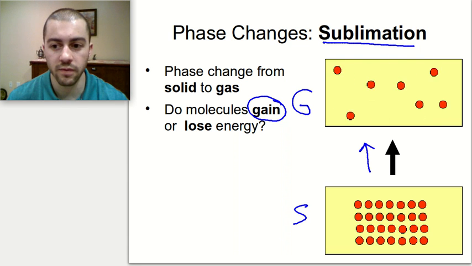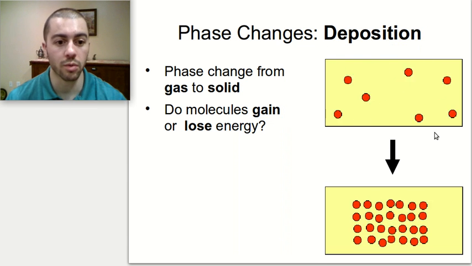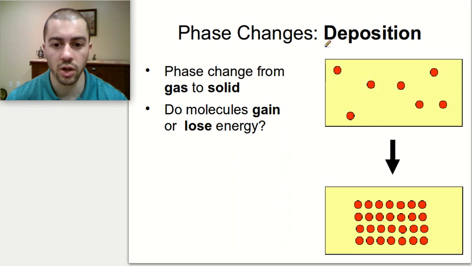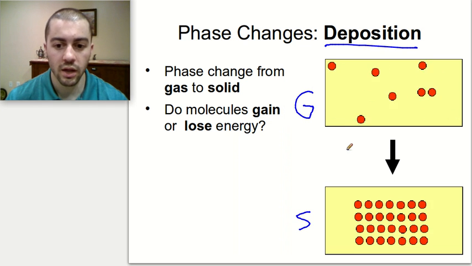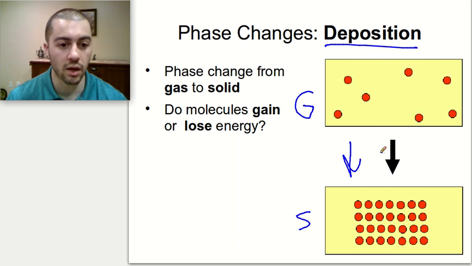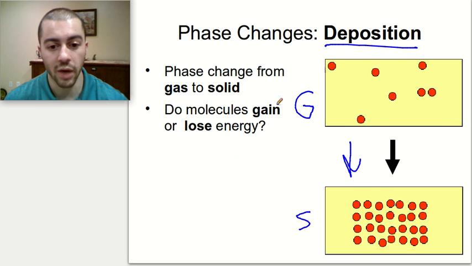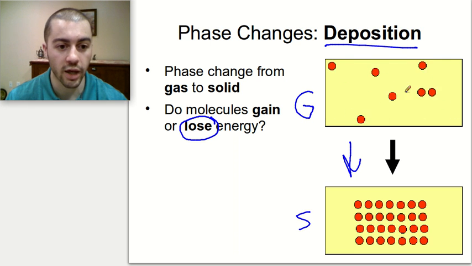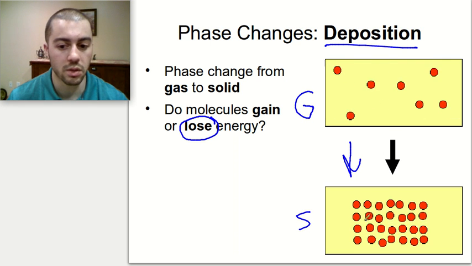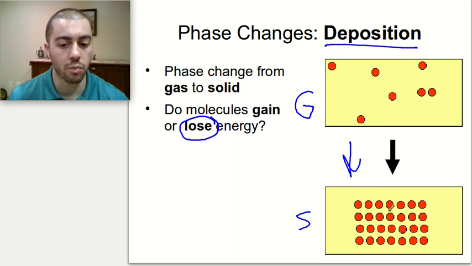And then the last phase change here, the opposite of sublimation, would be deposition. Okay, so in deposition, we're going straight from gas to solid, and again, skipping the liquid phase. So you can imagine here, this is a big loss of energy because we have these high energy gas particles, and we end up with these much lower energy solid particles.